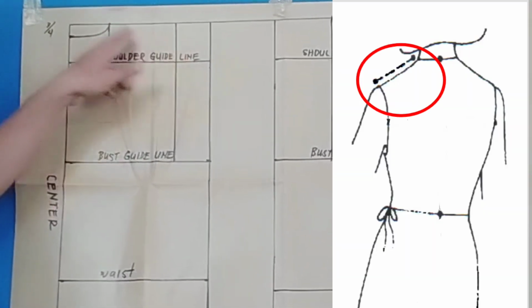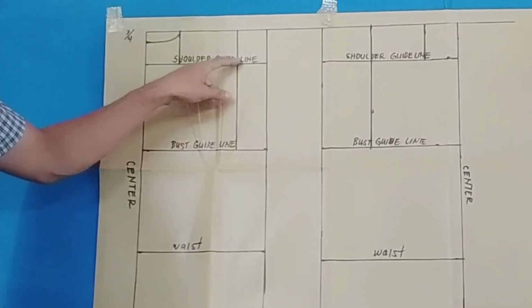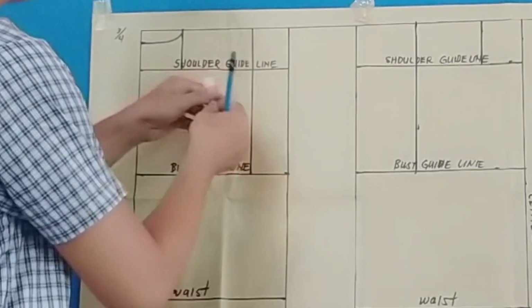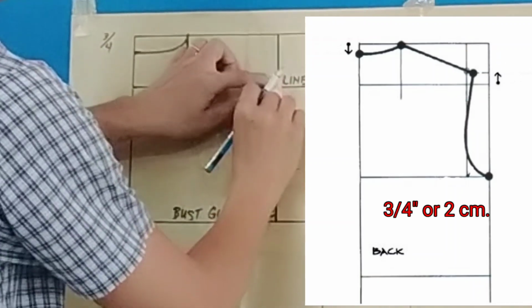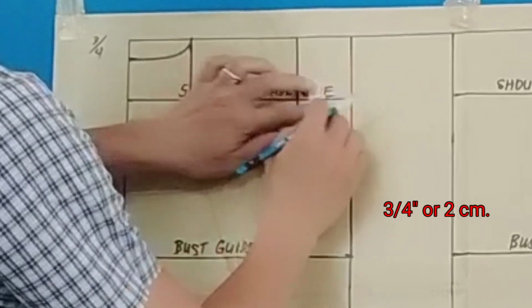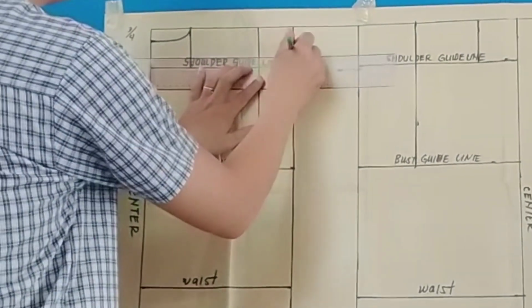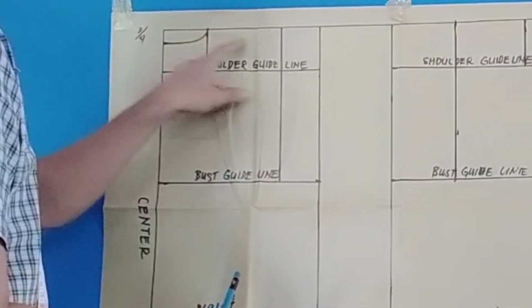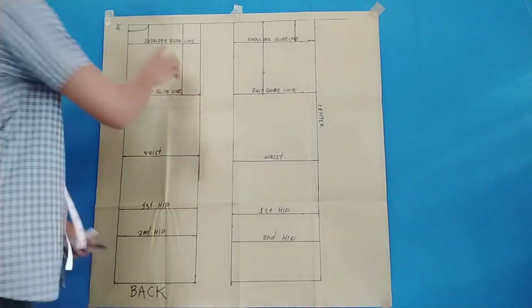For the shoulder measurement, the shoulder slope, we will go up at least 3/4 of an inch or 2 centimeters. Using the pencil, we will draw an imaginary line here at least 3/4 of an inch or 2 centimeters here, and draw the imaginary line using the pencil there, so that we will put the shoulder slope or the shoulder width here. This is the shoulder width, so we will put the shoulder width here.